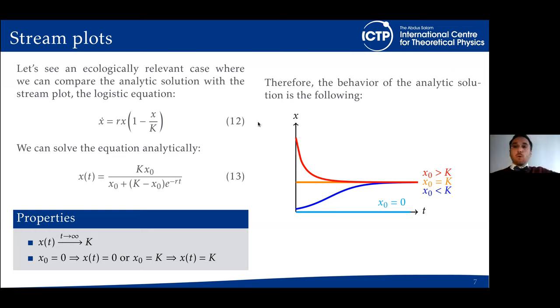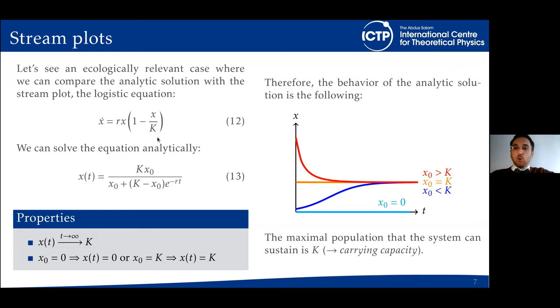The fact that k here is the maximum population of the system is also why this parameter is called the carrying capacity of the system. So now we know how these solutions work. In particular, if we look at what is happening in the state space, along this axis, these solutions here are going towards k, and in the same way, these solutions here are going down towards k.